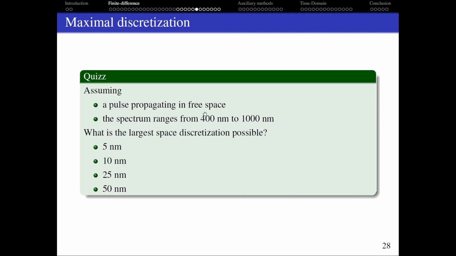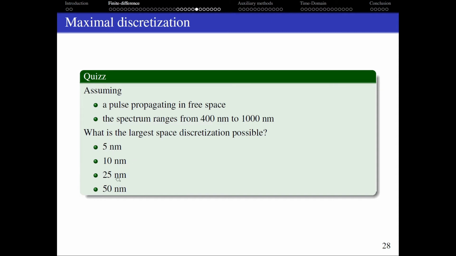Okay, now let's look at the discretization again. So let's say, for instance, we have a pulse. Because everything is going to be pulses, all our sources are going to be pulses, basically, in free space, and we have a spectral range between 400 nanometers to 1 micron. So what should be the largest space discretization admissible in this case? So let's say from 5 to 50 nanometers.